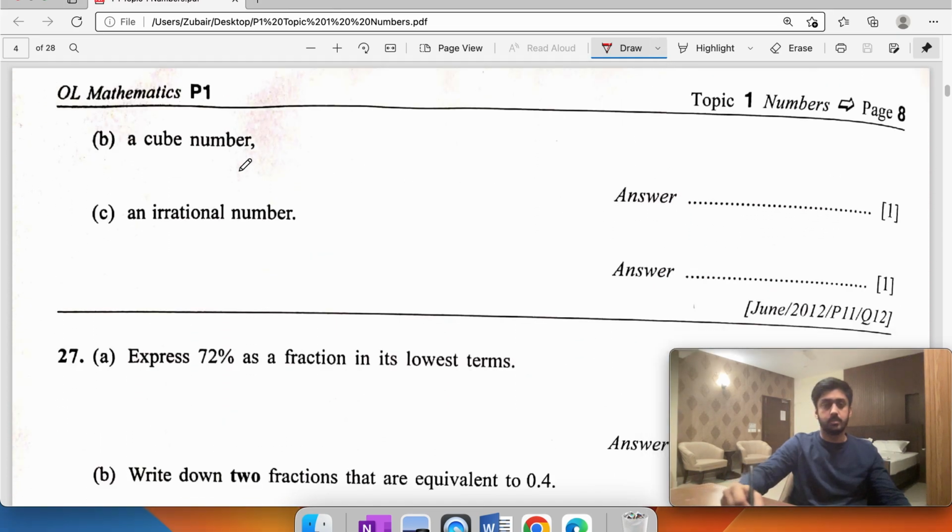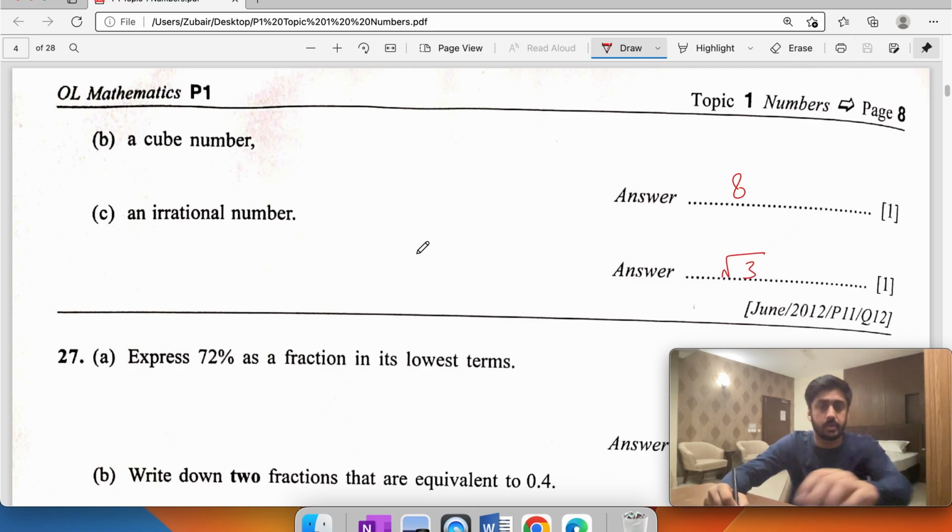6. B part, a cube number, so write any cube number. 2 cube is 8. An irrational number, any square root of a non-perfect square.